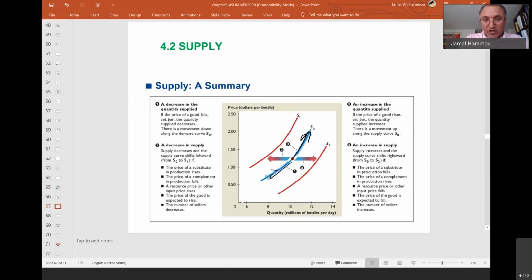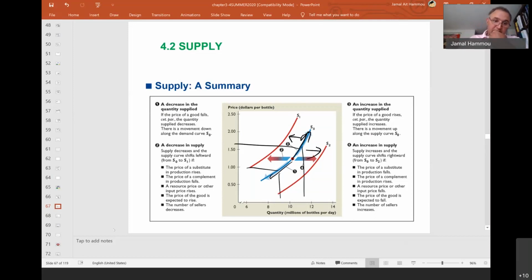This is caused by a change in the price. The blue line is caused by something else besides the price, so we can shift the supply curve to the right. That's an increase, meaning the companies are producing more at every price. Or shifting to the left is a decrease of supply, which means that we are producing less at every price.